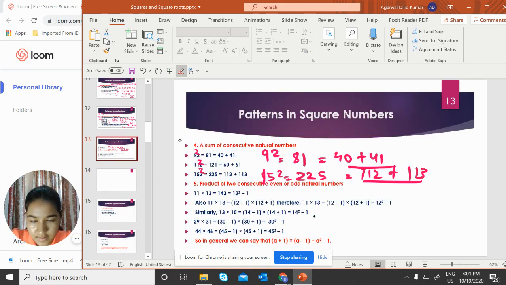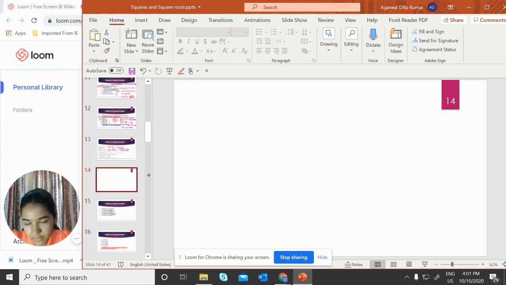So it says 11 into 13 is equal to 143. So they are consecutive odd natural numbers, right? Which is equal to 12 square minus 1. Also, 11 into 13 is equal to 12 minus 1 into 12 plus 1, which is equal to 12 square minus 1. Okay, I'll explain it to you in simple words.